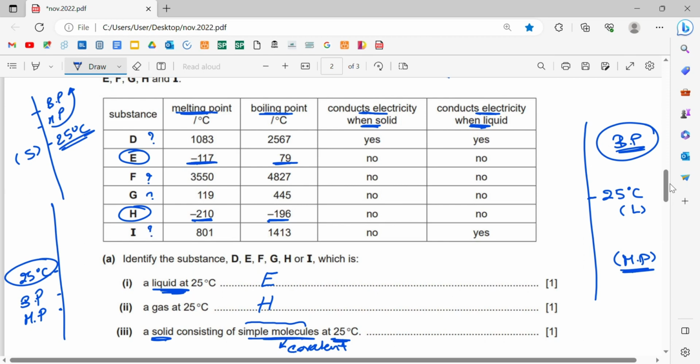or I. Why is it not D? Why is D a wrong choice? Because D conducts electricity when solid and when liquid, and simple covalent molecules do not conduct electricity. Okay, what about F? The melting point and the boiling point above 25, but it's very high melting and boiling point, and the simple covalent molecules, they have low boiling and melting points. So F is wrong. What about G? No conduction of electricity. On the other hand, low boiling and melting points, so G is correct. Why is I not correct? Because I conducts electricity when it is liquid. So the answer is G.